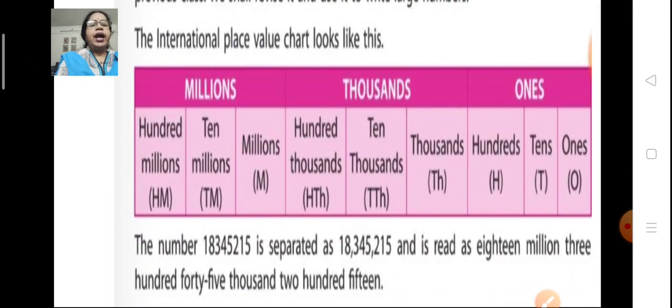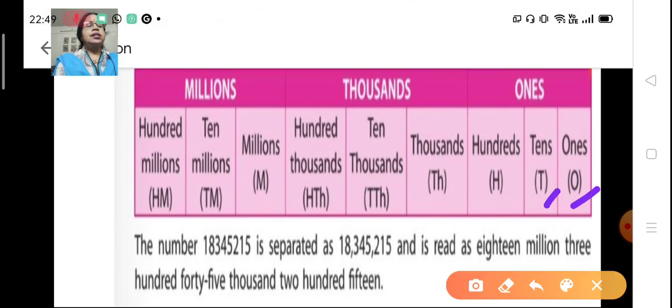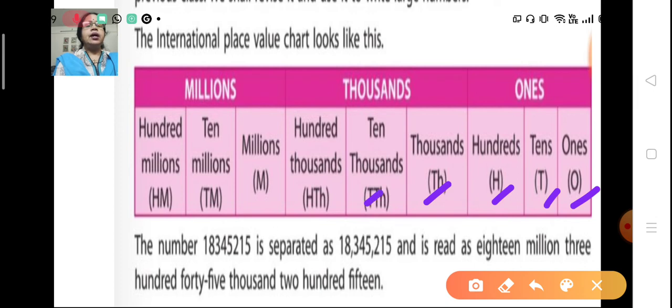Now, we have another place value system to read the numbers. This is the international place value system. The international place value chart can be seen here. What is the difference between the Indian system of place value and the international system of place value? Up to thousands and 10,000s, it is the same. You can see here in the international system also we have ones, tens, hundreds, thousands and 10,000s.